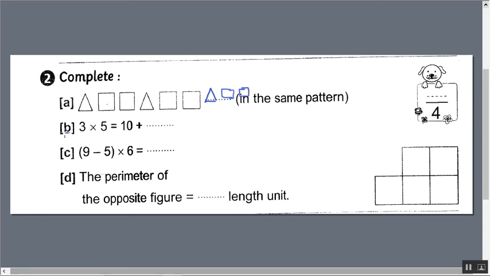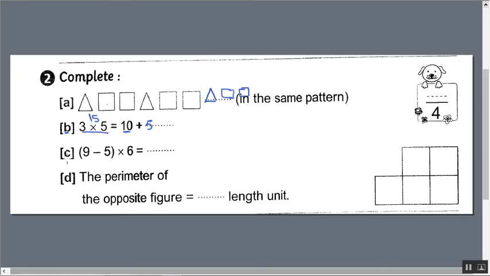Question B. He said 3 times 5 equals 10 plus space. 3 times 5 equals 15. And here we have 10 plus space. 10 plus what equals 15? We want a number that added to 10 gives 15. We can count from 10 till 15 on your hands: after 10, 11, 12, 13, 14, 15. We count only 5 fingers, so 10 plus 5 equals 15.